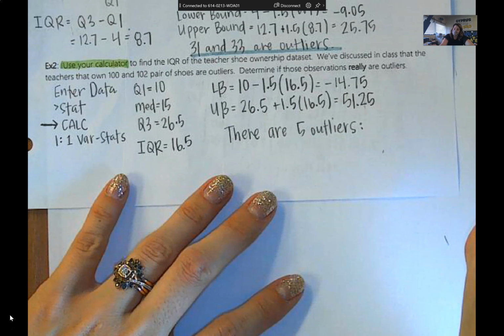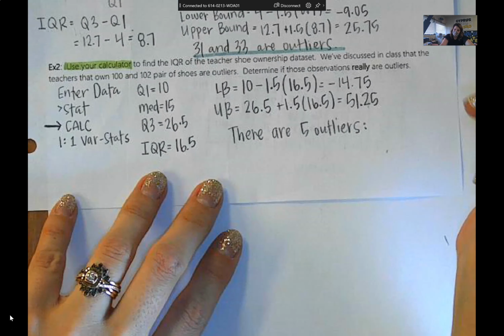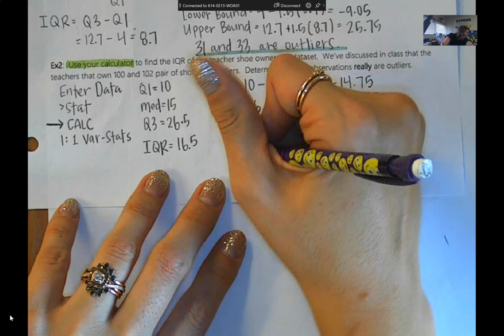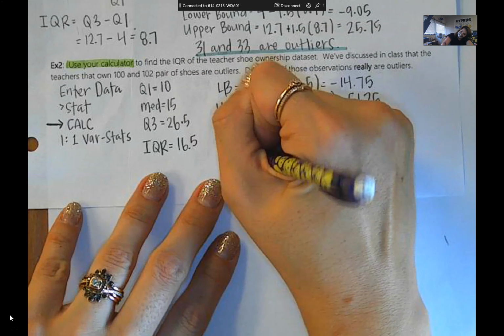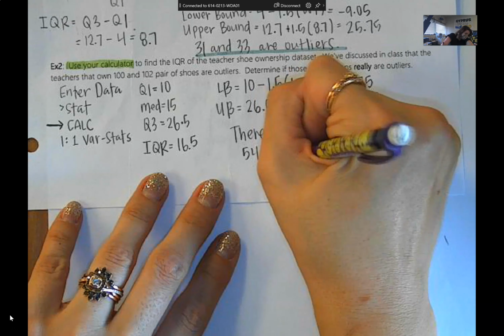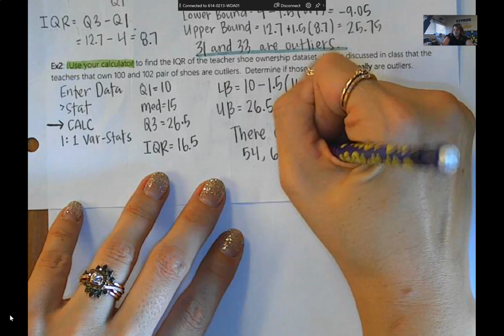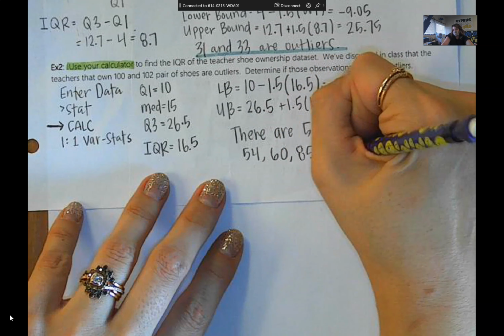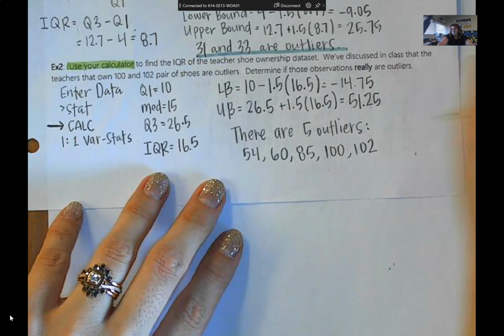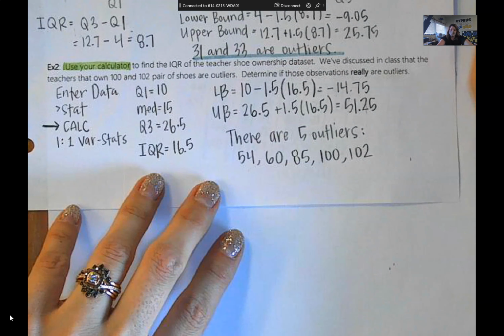And then I'm just going to write a colon and then say 54, 60, 85, 100, and 102 are all outliers.